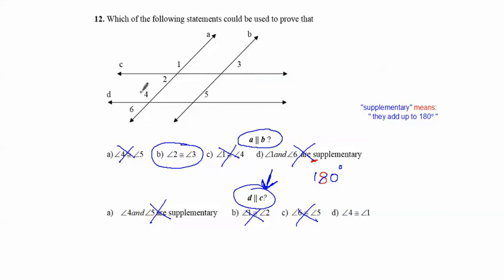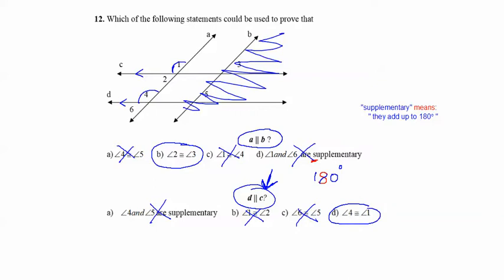Angle 4 congruent to angle 1. Here's angle 4, here's angle 1, which means I'm not using this part of the drawing. And the transversal here will be A, which means angle 1 and angle 4 are corresponding angles, and we know corresponding should be congruent. That would prove that line C and line D are parallel, so I'm selecting option D for the second one.